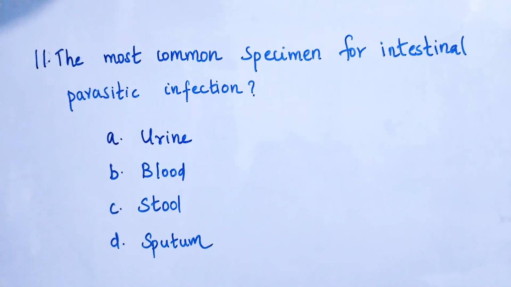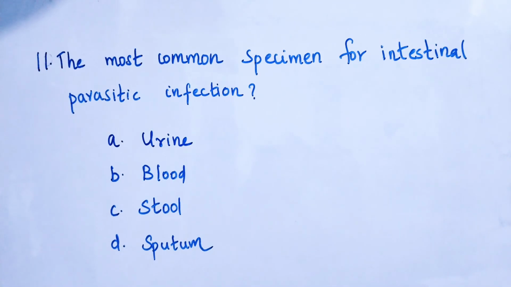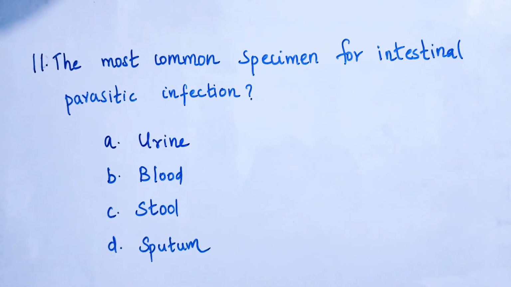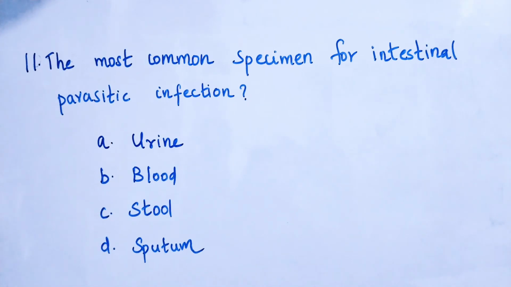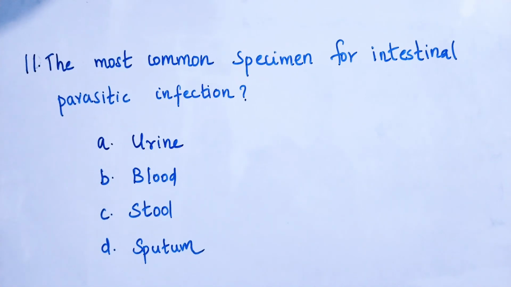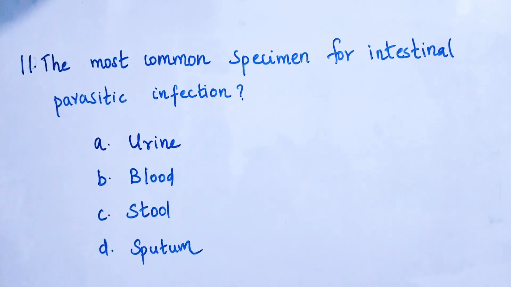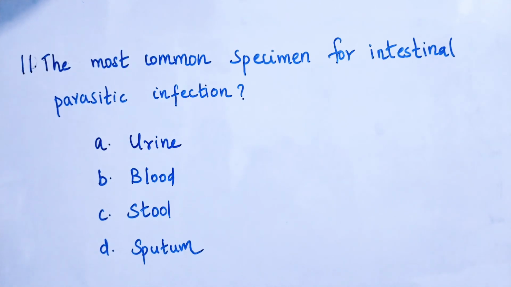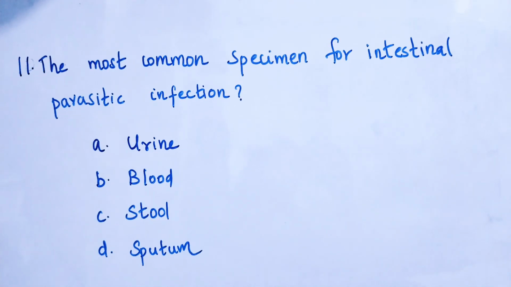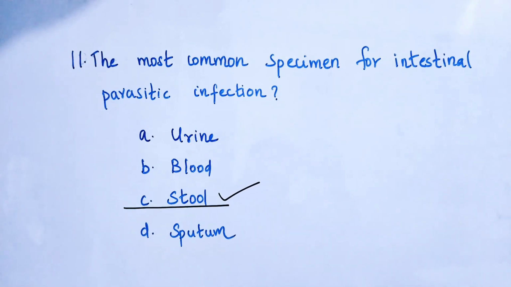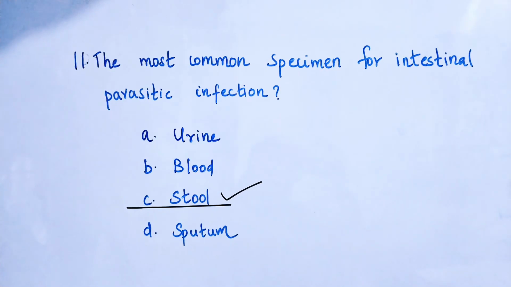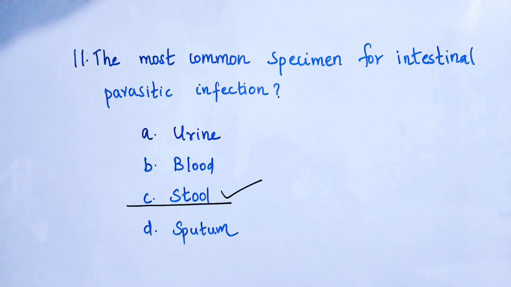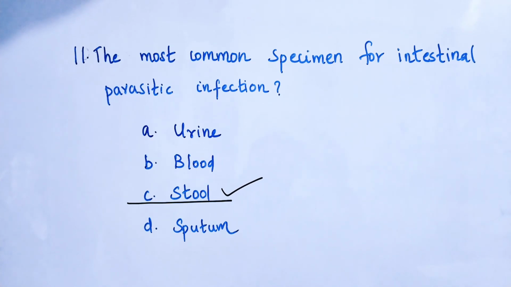Question number 11. The most common specimen for intestinal parasitic infection. Option A, urine, option B, blood, option C, stool, option D, sputum. The most common specimen used for intestinal parasitic infection? The right answer is option C, stool. Stool is the most common specimen used for the detection of intestinal parasite infection.